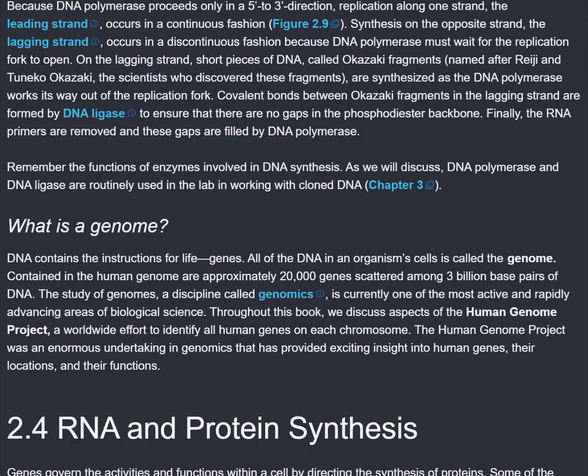On the lagging strand, short pieces of DNA called Okazaki fragments, named after Reiji and Tsuneko Okazaki, the scientists who discovered these fragments, are synthesized as the DNA polymerase works its way out of the replication fork. Covalent bonds between Okazaki fragments in the lagging strand are formed by DNA ligase to ensure that there are no gaps in the phosphodiester backbone. Finally, the RNA primers are removed and these gaps are filled by DNA polymerase.